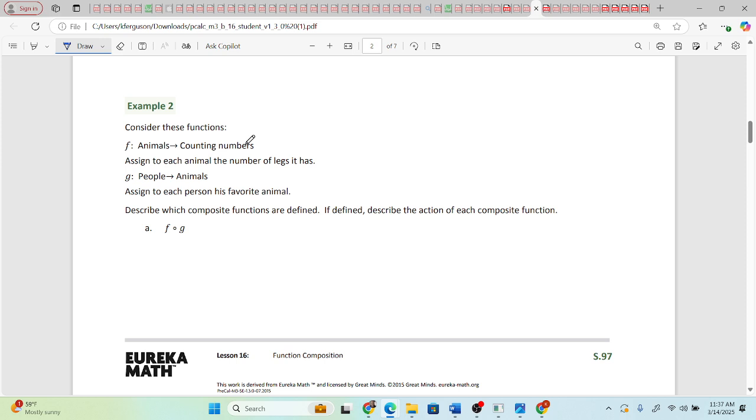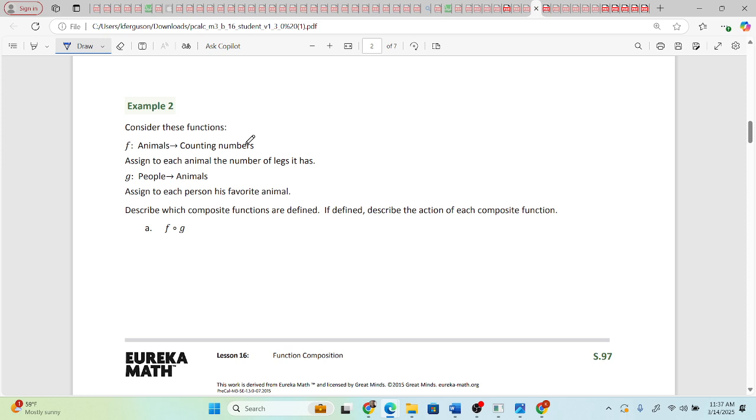If I said spider, I should get what? 8. If I said ant, I should get 6. What about frogs? If I said frog, how many legs should I get? I should get 4. Does everybody understand what's going on?